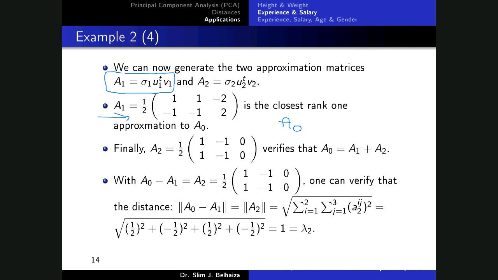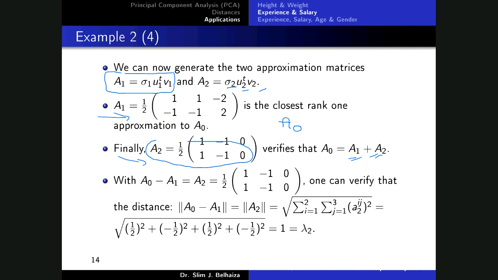Okay, and if you compute the second matrix A2, which is given by sigma 2 U2 V2, what do you obtain? You obtain the fact that the sum of the two matrices is A1 plus A2. So if you sum up, you see that you get exactly here the matrix A0.